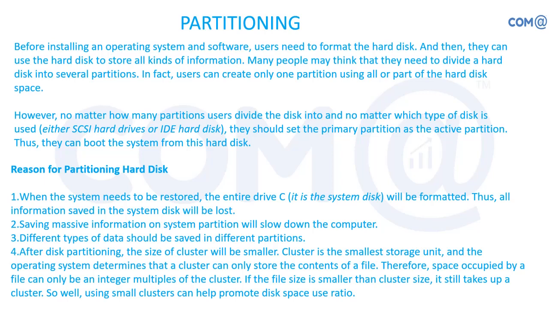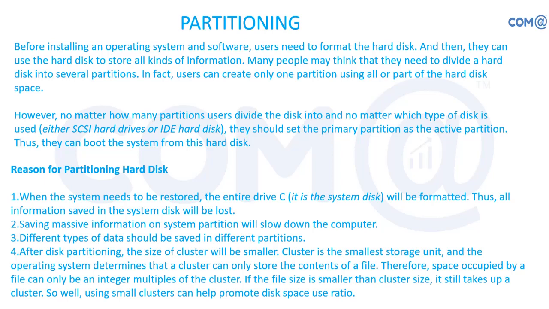When the system needs to restore, if I have only one partition, the C drive, and I want to restore the data in other partitions, I cannot store it, right, because I have only one partition. If I have at least two partitions, I can take the backup of data in D drive, and even I can format the C drive and restore my system.